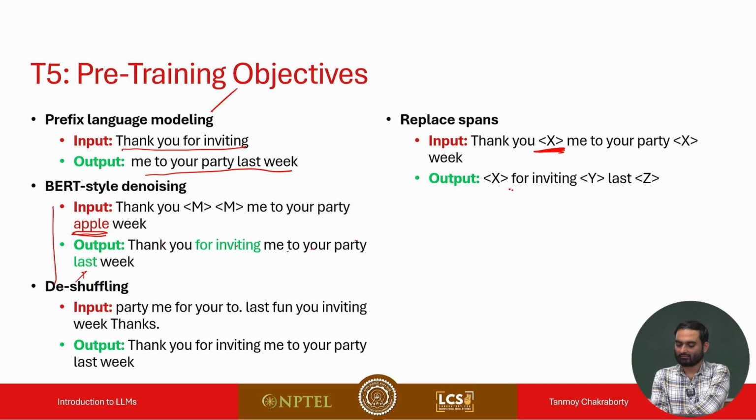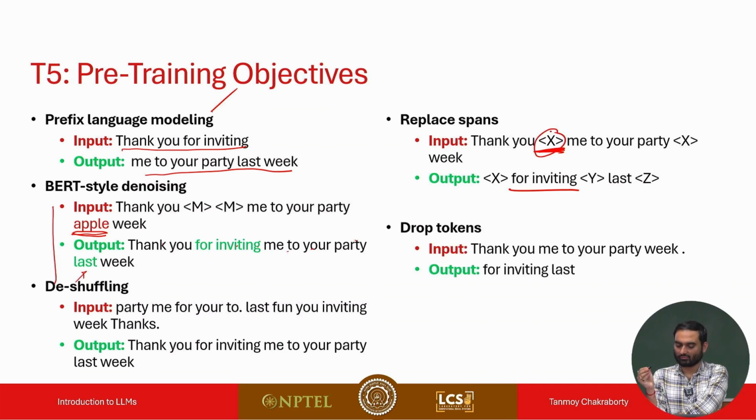You just corrupt an entire span. The span is for inviting, for example, and you replace it by a sentinel token. You drop some of the tokens. This is again another objective that was used in BERT. You drop some of the tokens and you ask the models to predict those tokens.